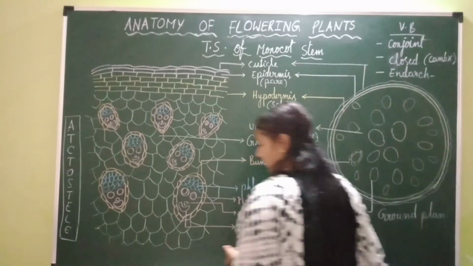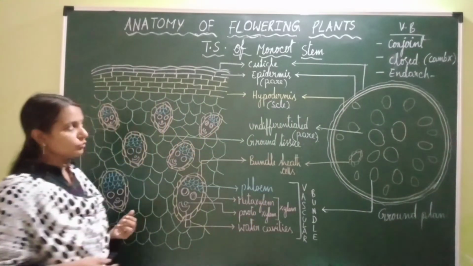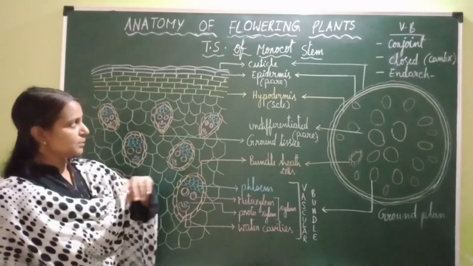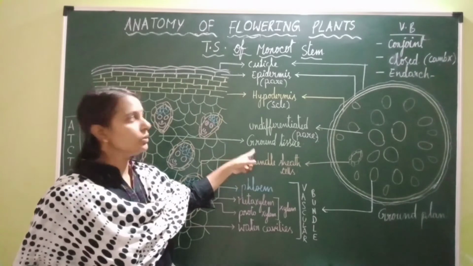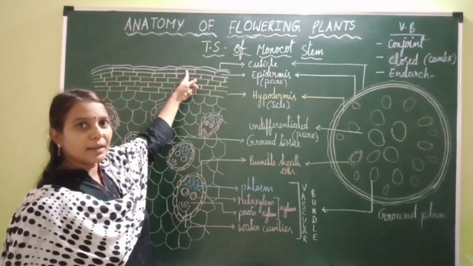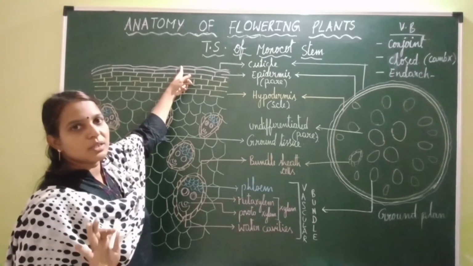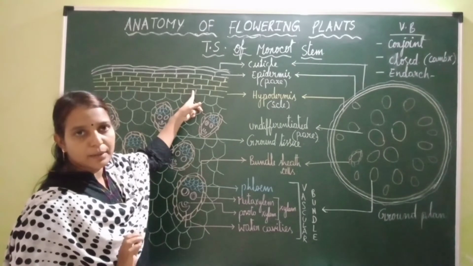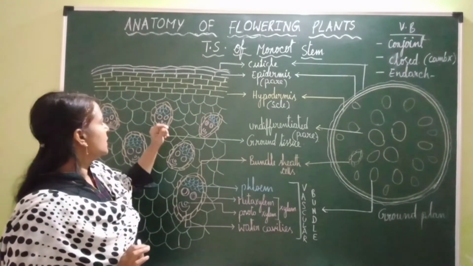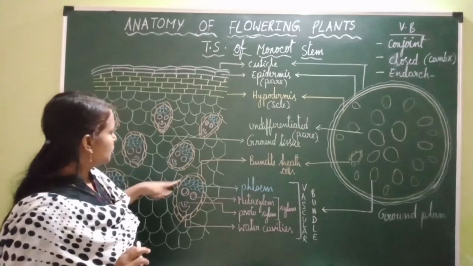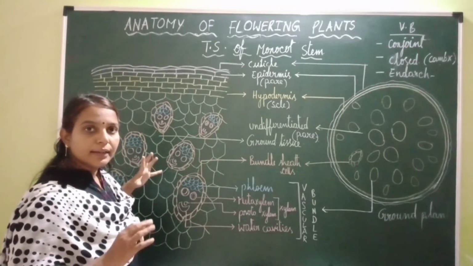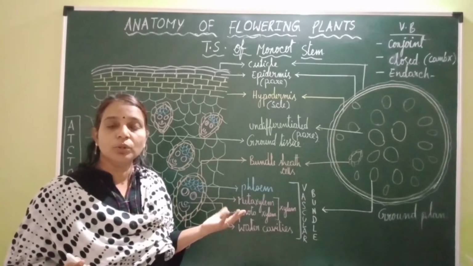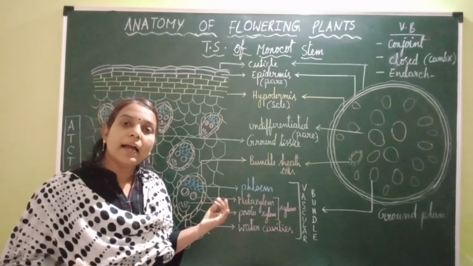I just want to give a quick recap. When we observe the transverse section of monocot stem, what can we observe? We can see three types of tissues: epidermis, hypodermis and ground tissue. Epidermis is single layered and parenchymatous, covered by cuticle, but trichomes are absent. Hypodermis is 3 to 5 layered, made of sclerenchymatous tissue which provides mechanical support, without intercellular spaces. Ground tissue is parenchymatous and undifferentiated, not differentiated into cortex, pericycle and pith, right?